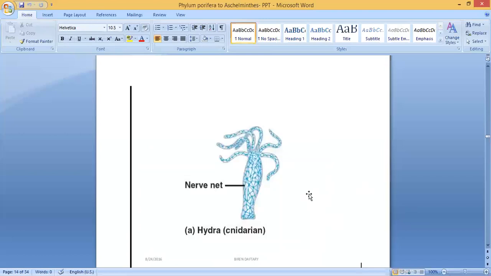So this is the nerve net. I told you there is a poorly developed nervous system. It contains only a nerve net, no advanced or complex nervous system like us. We have brain, spinal cord and nerves, but here you can see only a network of nerves, which is called a nerve net. Example, Hydra comes under this group, Cnidaria.